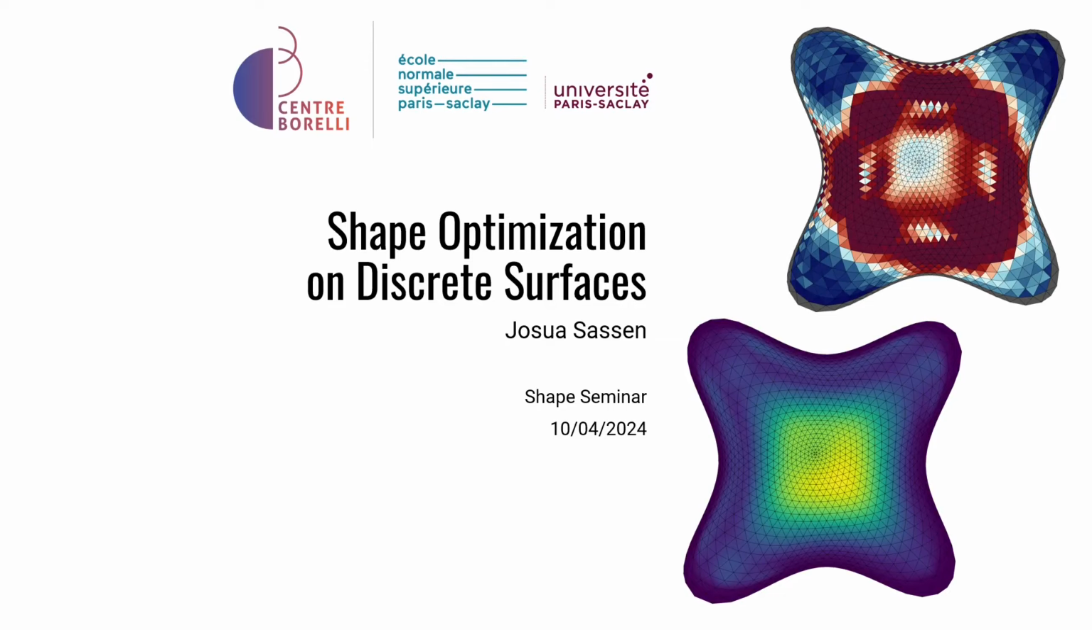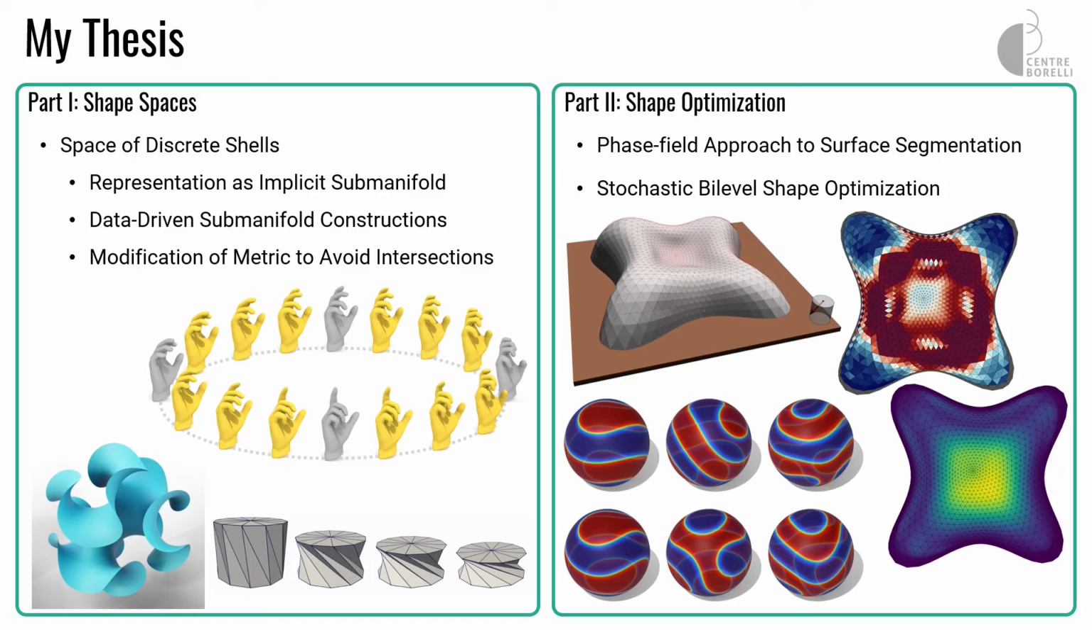Yeah, so I'm going to talk about shape optimization of discrete surfaces. And as you remember, maybe in November, I gave a first talk about my thesis, or work done in my thesis, which was concerned with shape spaces and especially the space of discrete shells. We talked about some representation of the space, we talked about some data-driven constructions, and we didn't really talk about this last part, but yes, we'll also not talk about this today.